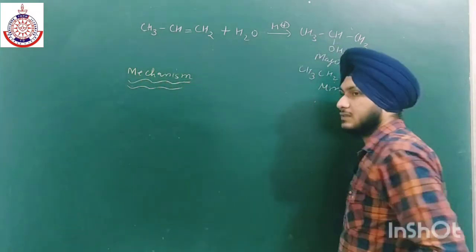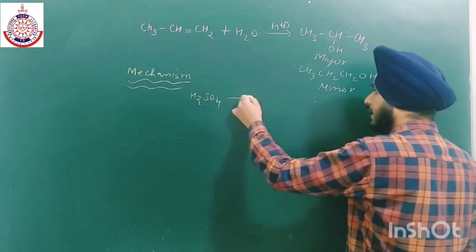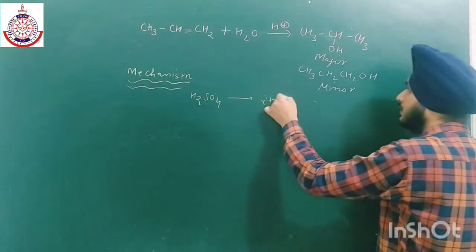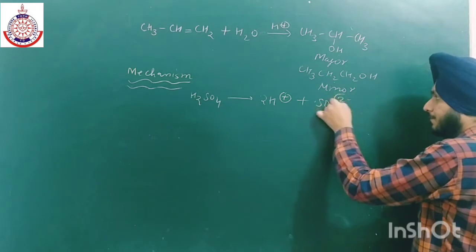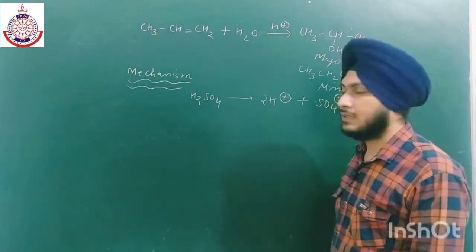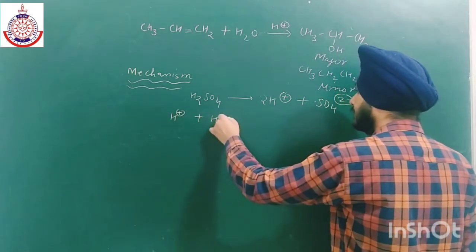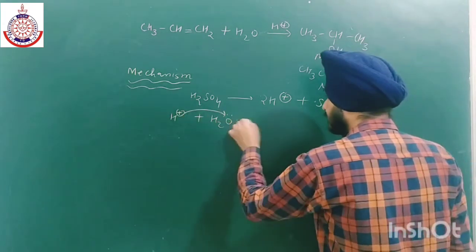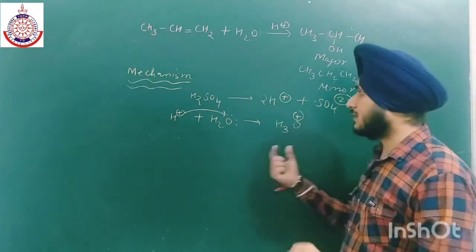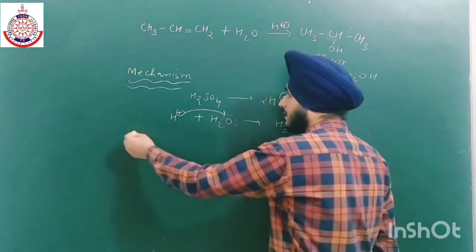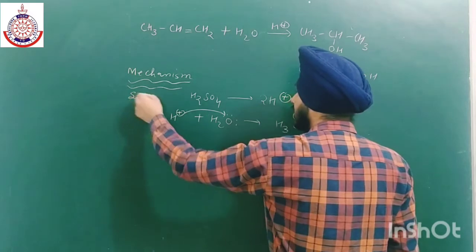Okay. Firstly, the H positive from the stronger acid, we have H2SO4. It will dissociate as 2H positive plus SO4 2 negative. Now in the second step, this H positive will react with the water molecule, as we have a lone pair over there, and the formation of the hydronium ion will take place. This is the first step, step number 1.